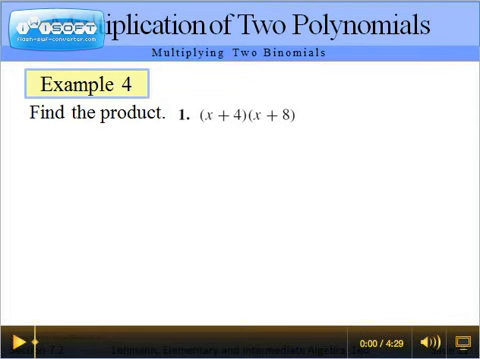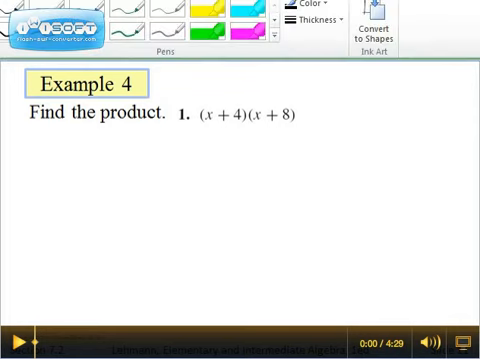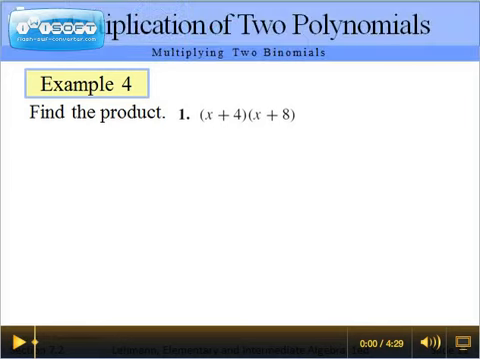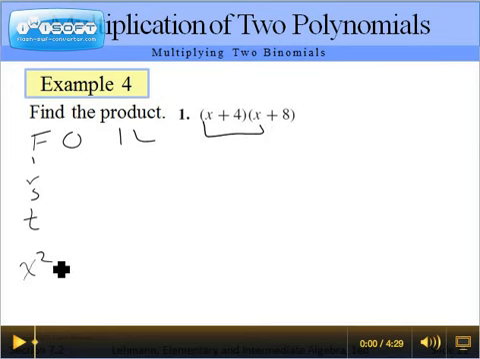So I want to find the product of x plus 4 times x plus 8. So this process, when I have two binomials, is also called FOILing, where the F stands for first, which means I multiply x times x and get x squared. The O represents outside, so I would take x times 8 and get 8x.